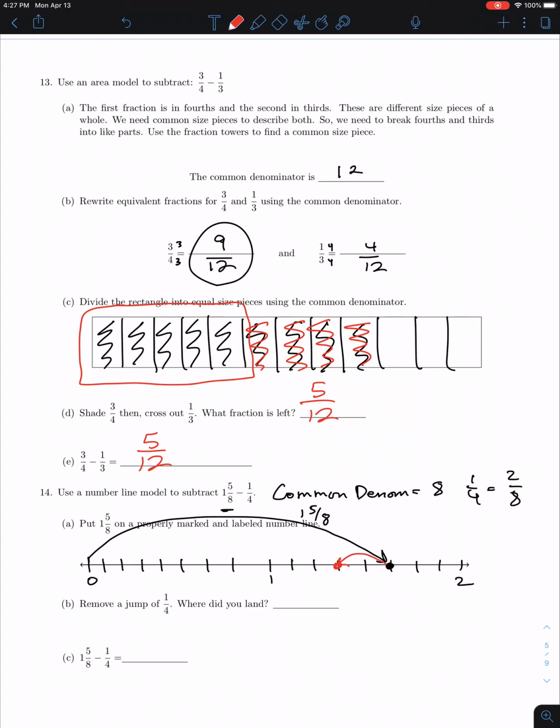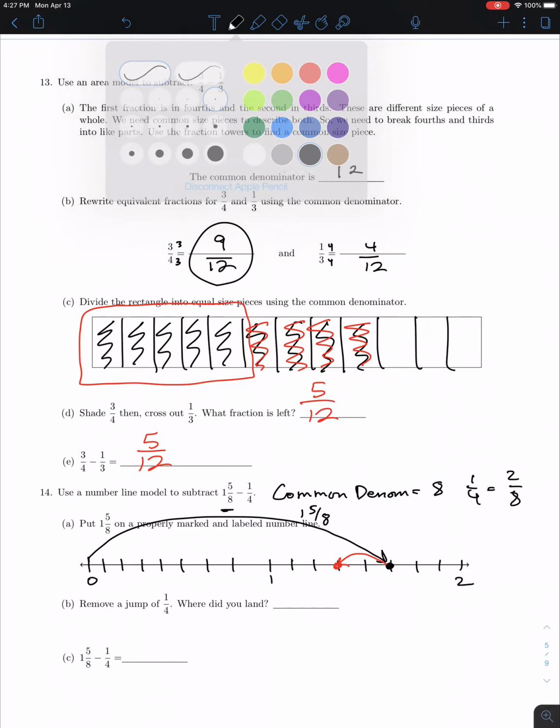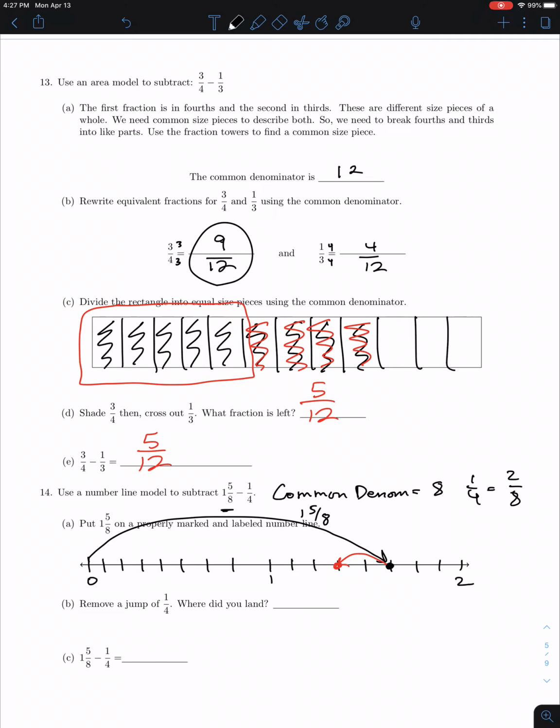So wherever we landed is going to be our final answer. So again, starting at 1 and counting up, we've got 1 1/8, 1 2/8, 1 3/8. In that case is where we landed. And again, 3 over 8 can't be simplified, so our final answer would just be 1 3/8.